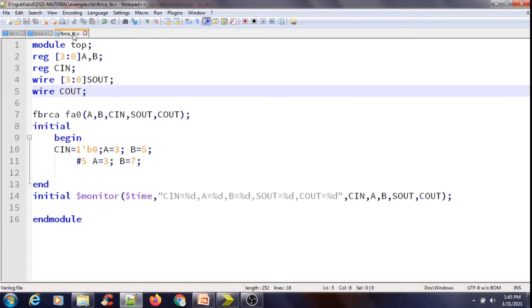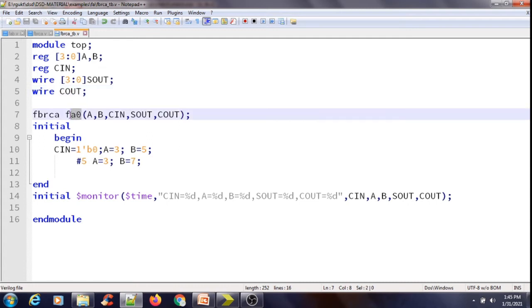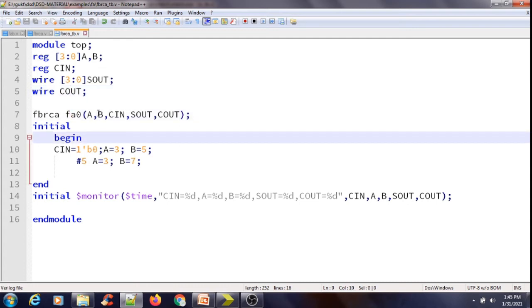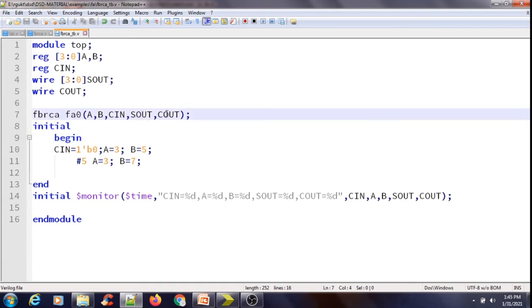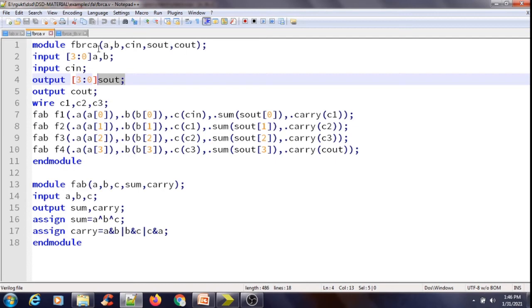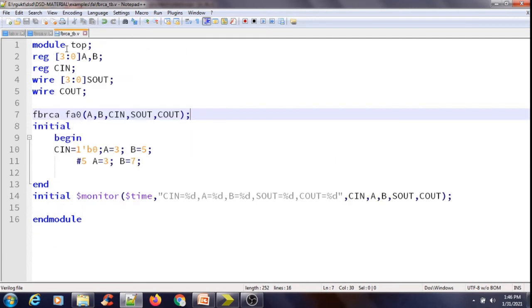Don't get confused here. I have to instantiate the 4-bit triple carry adder, so let me keep the instance name as FA0. The ports are A, B, C in, S out and C out. During the definition of the 4-bit triple carry adder, I maintained the port list in a particular order, and in the same order I need to send the signals of my environment, that is A, B, C in, S out and C out.